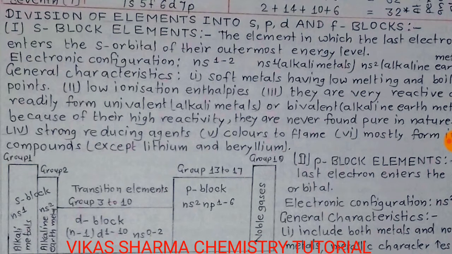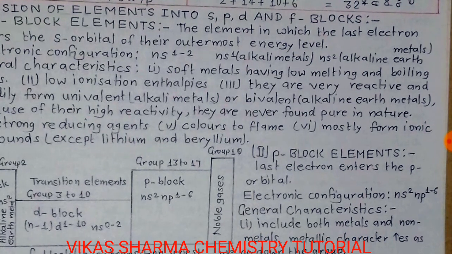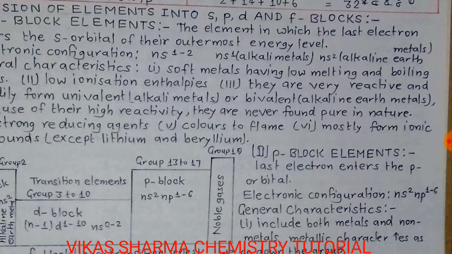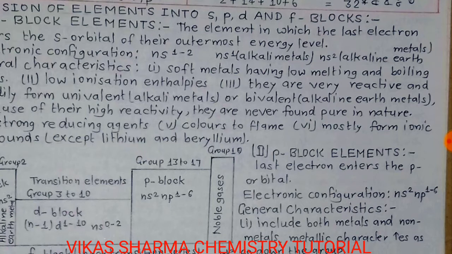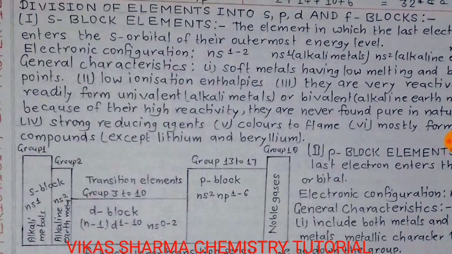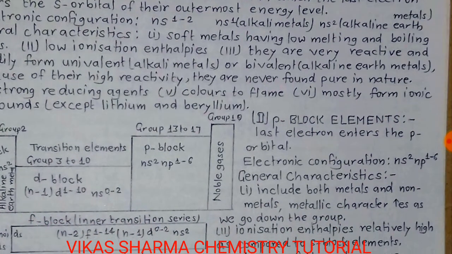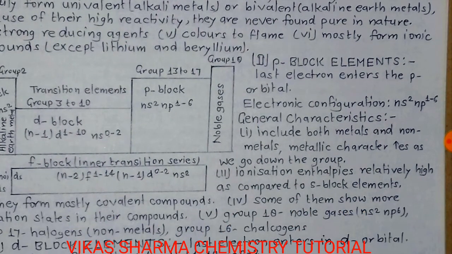The fourth one is that they are strong reducing agents, meaning they lose electrons easily. They give colors to flame, meaning if we burn them, they give characteristic colors in the flame. They mostly form ionic compounds except lithium and beryllium, because their size in the group is small, so they face higher effective nuclear charge, so they form covalent compounds. But all others form ionic compounds, meaning they lose electrons.